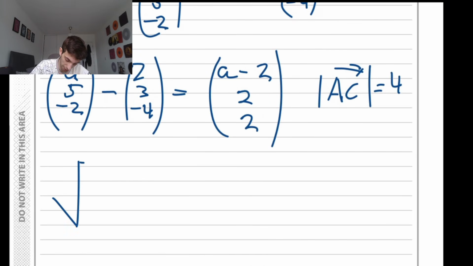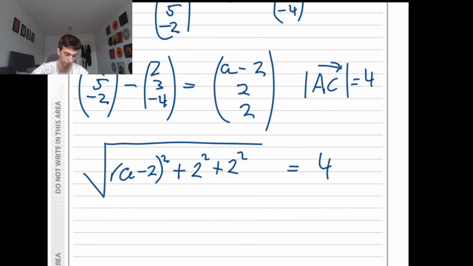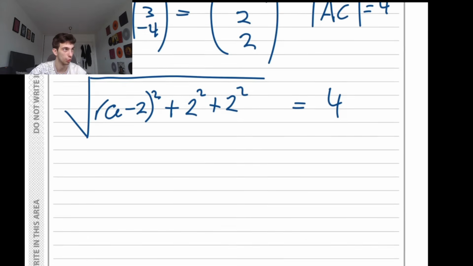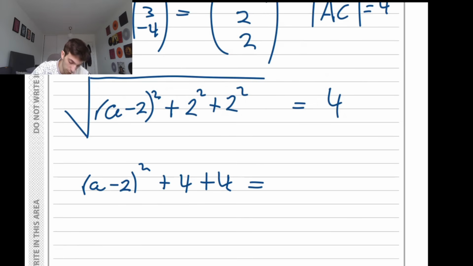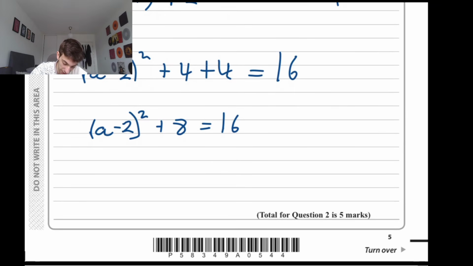Just quickly writing that out, we have the square root of (a minus 2) squared plus 2 squared, which will be 4, plus 2 squared, which will be 4, and this is equal to 4, the magnitude of the vector AC. Okay, so you could expand the brackets and do the working like that, but that's actually a little bit slower. So rewriting this, we have (a minus 2) all squared plus 4 plus 4, and we square both sides, getting rid of that square root, which will be equal to 16. So we have (a minus 2) all squared plus 8 will be equal to 16. We can do 16 take away 8. We get (a minus 2) squared equals 8.